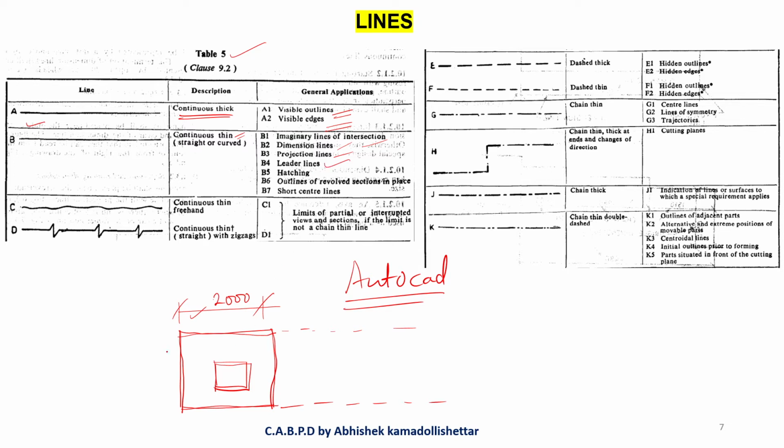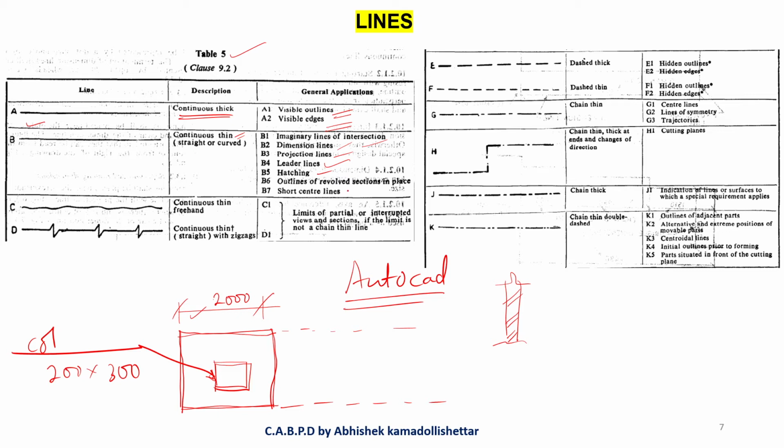Leader lines. A leader, as I told you, gives you an arrow mark with a line explaining what this is. Is it a column, suppose 200 into 300? So this is a leader. Next, hatching. Hatching is the portion inside which we hatch. Suppose this is a wall, so we do hatching in this way.